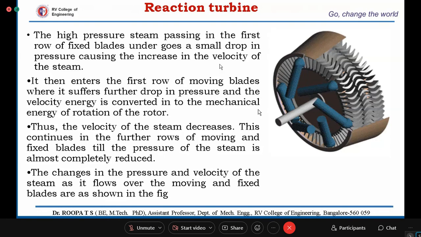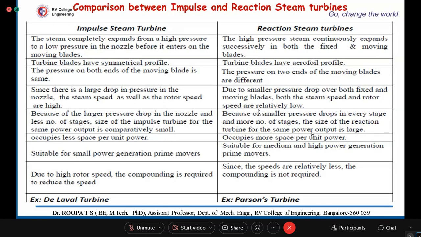In the fixed blade, there will be a pressure drop which is gained as velocity. When it glides over the moving blades, there is a further pressure drop and the velocity is transferred to the moving blades to set them into motion. So the velocity also decreases in the moving blade region. That simultaneous occurrence will be repeated based on how many rows of fixed and moving blade arrangements we are using. So people are following. Yes, ma'am. Very nice.